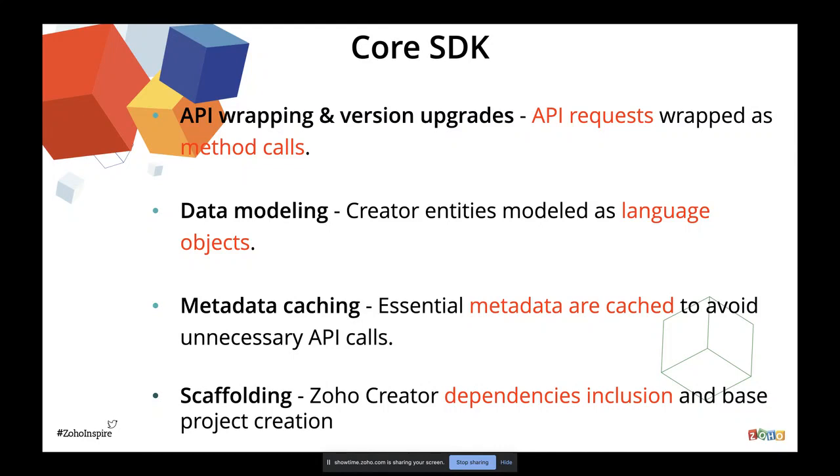The essential metadata are cached to avoid unnecessary API calls. This is again huge, considering that on a mobile application, most of these requests are done through APIs. And Zoho Creator's dependencies inclusion and base project creation, right? Scaffolding is available as well.